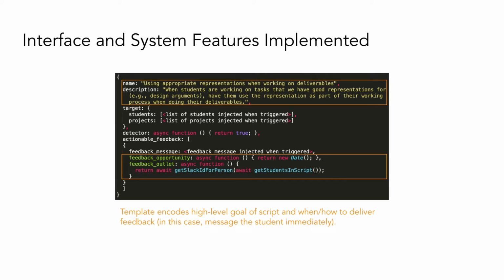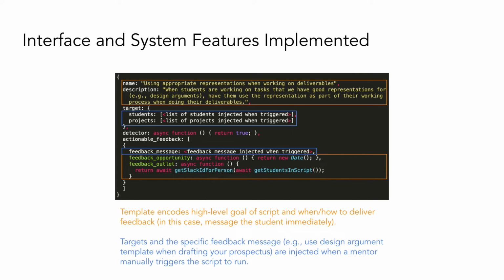For simplicity, there aren't additional triggers here, but you could easily add more triggers to check in with the student during studio or during office hours, for example, just like we did with the prototyping script. Now, the big difference here is that the feedback that's provided and the actual target of the scripts are not encoded when the script is first built and templated out. Instead, these are injected when the mentor decides to trigger the script.